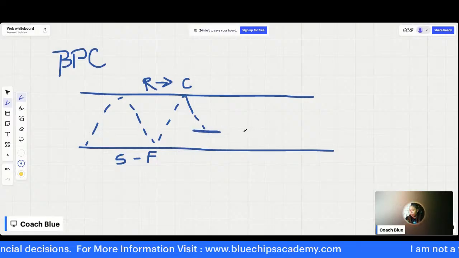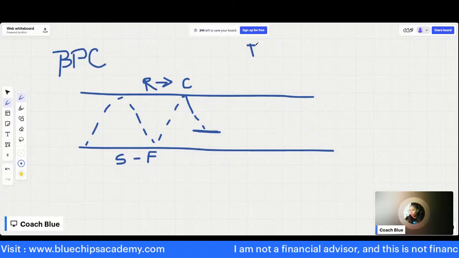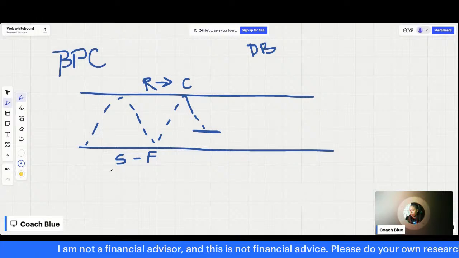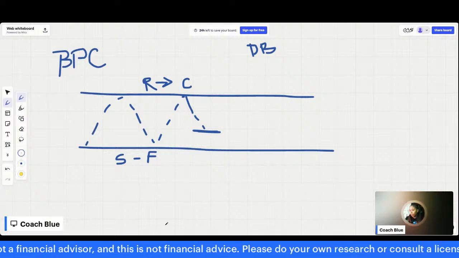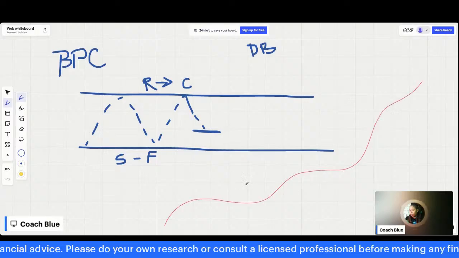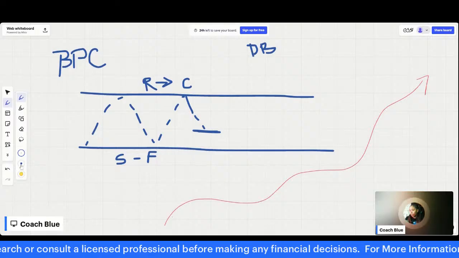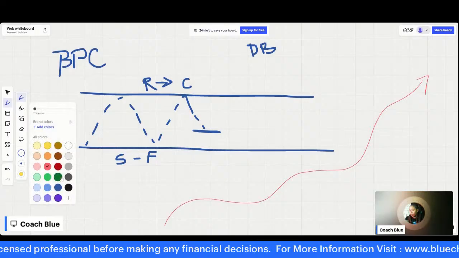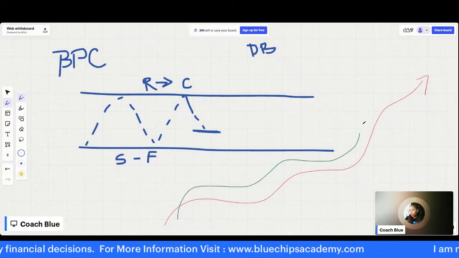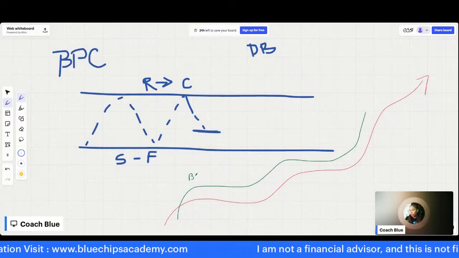What we're looking for is, number one, our directional bias. What is our directional bias for the day? We use something called the 200 EMA. It might look something like this. If it's moving up and the 20 is above our 200, then we're looking for buys.